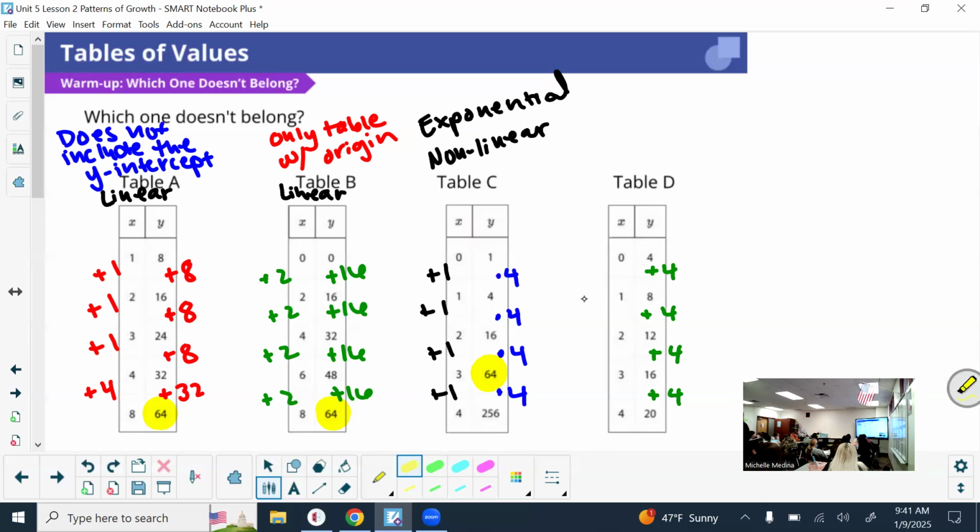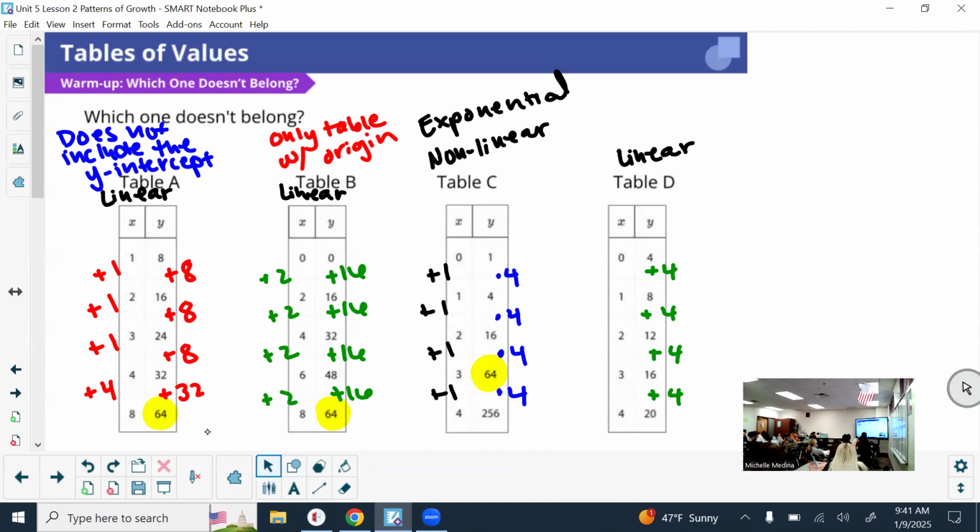Would table D follow a linear or exponential pattern? Pay attention. Would table D follow a linear or an exponential pattern? Linear, because it's adding the same amount each time for the y's. Okay. All right, so good warm up.